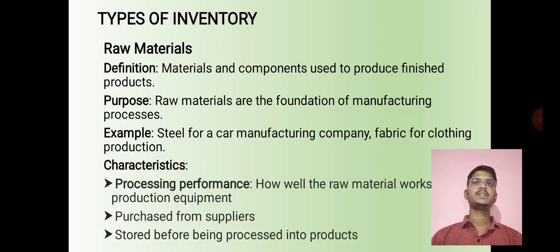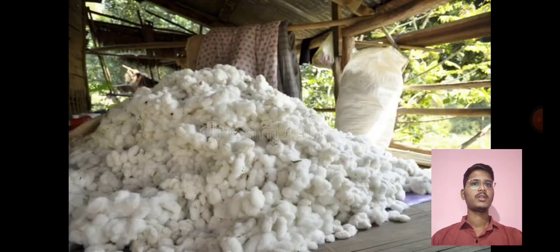The characteristics of raw material. The processing performance: how well the raw material works with the production equipment. It is purchased from suppliers and stored before being processed into the final product. This is the image of cotton, which helps to produce the fabric for the final product.